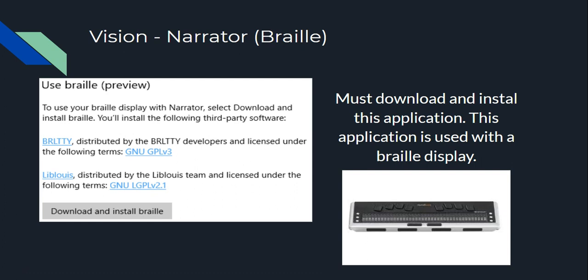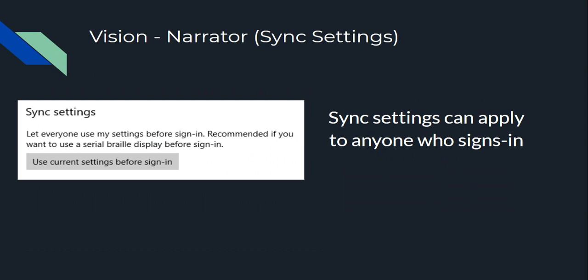With Braille, you must download and install this application before you use it, and the Braille application must be used with a Braille display of your choosing. So down here in the right-hand corner is just a Braille display that I found online. And to use this, you have to download and install the Braille app before you begin using Braille with the narrator. Sync settings just tells you that you can sync all current settings before sign-in, so anyone who signs in on your computer has the same settings.